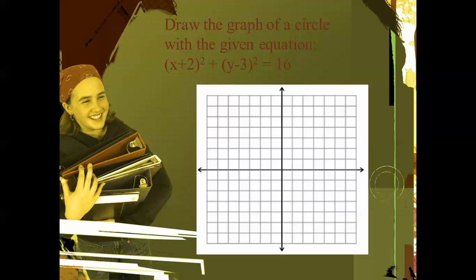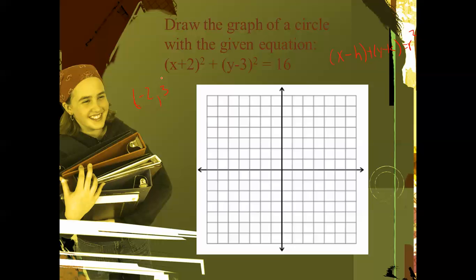Okay, on this one, we want to draw the graph of a circle with the given equation (x + 2)² + (y − 3)² = 16. Again, remember our equation: (x − h)² + (y − k)² = r². Our x is positive here, so that means it's opposite, so we go negative 2.